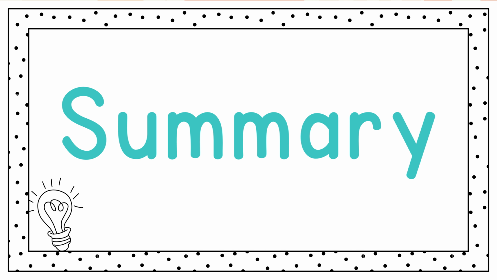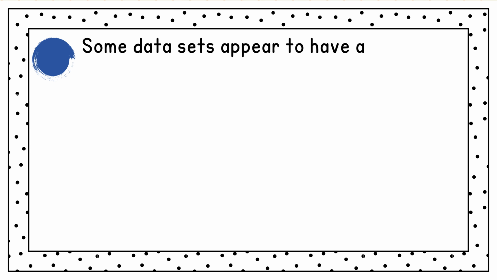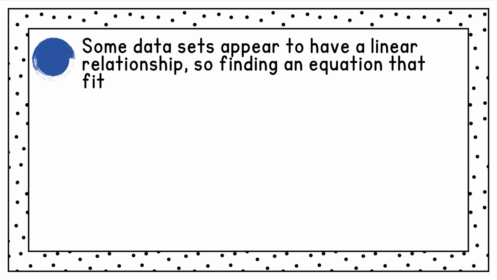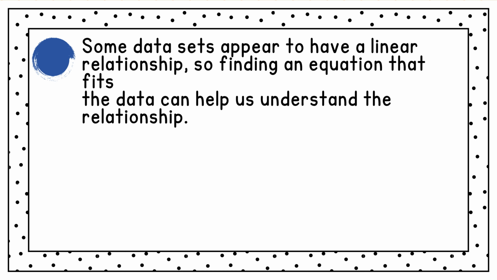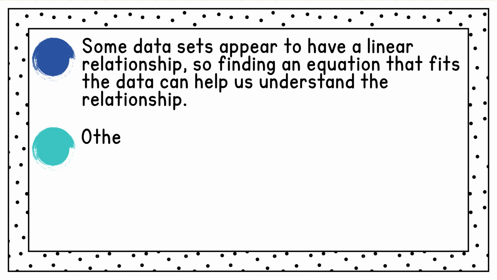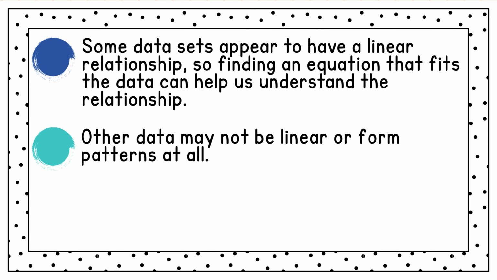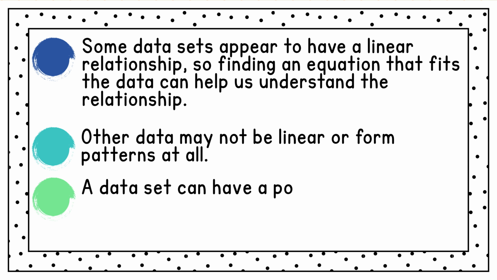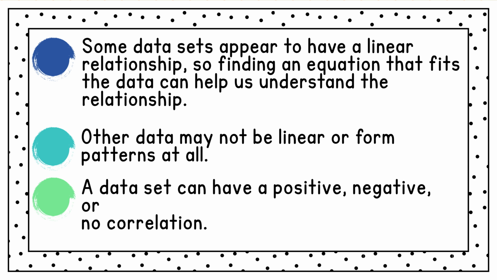Let's recap what we've learned. Some data sets appear to have a linear relationship, so finding an equation that fits the data can help us understand that relationship. Other data may not be linear or form patterns at all. So a data set can have a positive, negative, or no correlation.